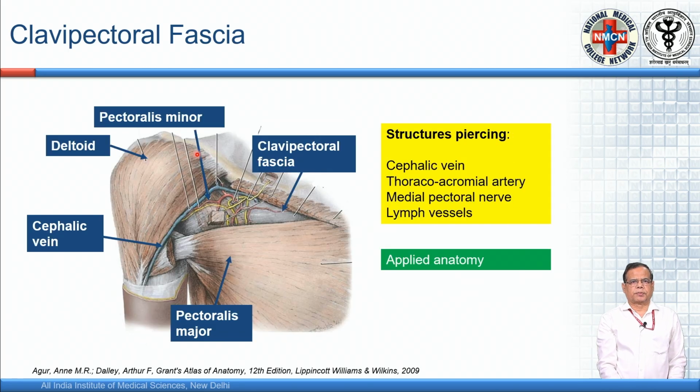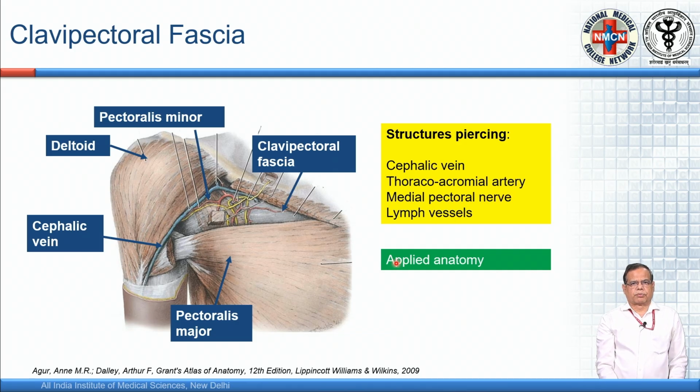The clavipectoral fascia is important because certain structures pierce it. The structures piercing the clavipectoral fascia are, as we have already mentioned, the cephalic vein. The cephalic vein is very important surgically and medically. After piercing the clavipectoral fascia, it joins the axillary vein. The other structures piercing the clavipectoral fascia are the thoracoacromial artery and vein, the medial pectoral nerve, and some lymph vessels.